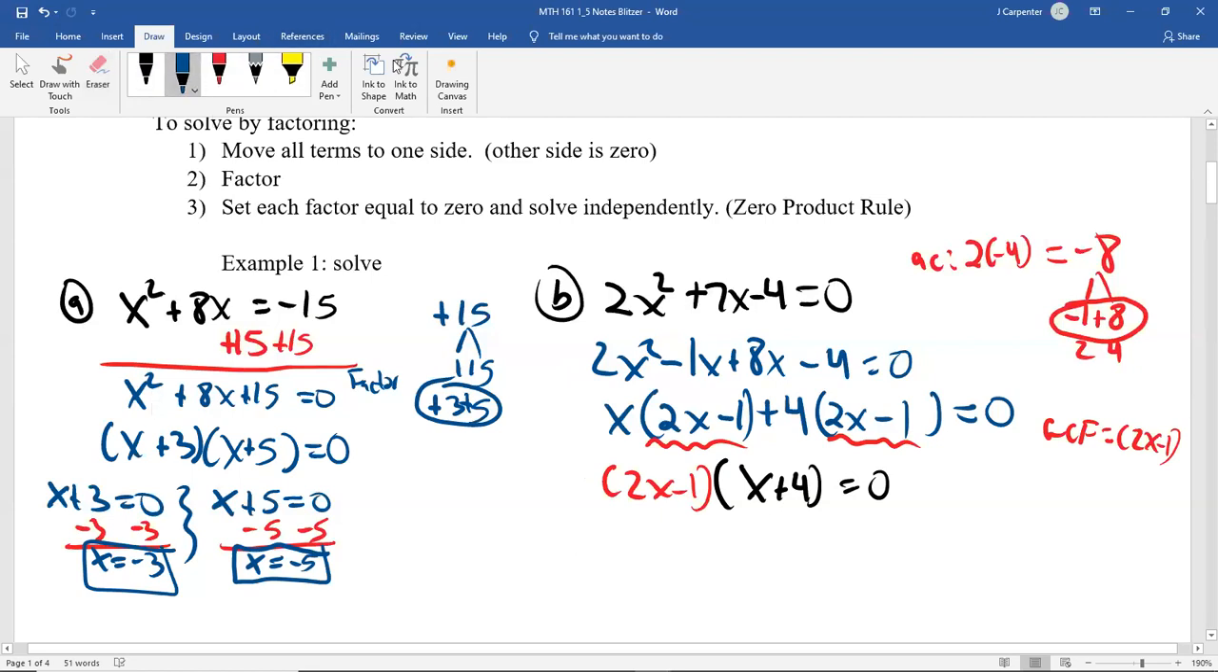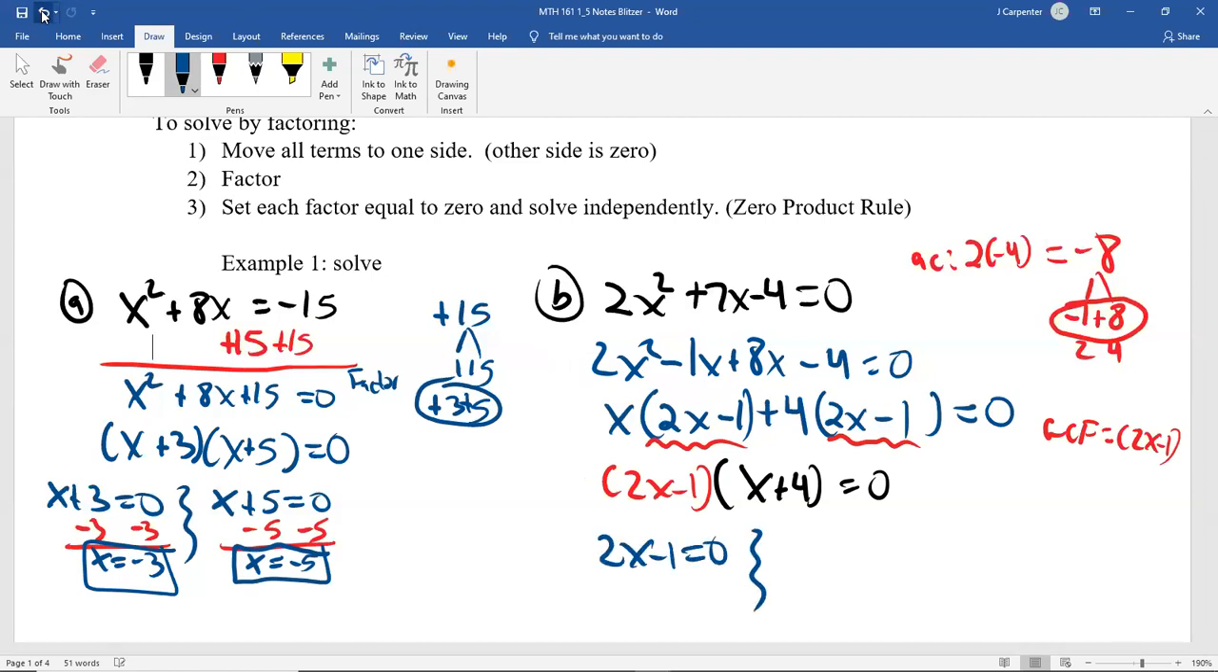Because the equals is in between the sides. You don't want to have an equals here. That was a big no-no. I apologize for that. Please correct that. Please erase those. So we have 2x minus 1 equals 0, and x plus 4 independently equal to 0.